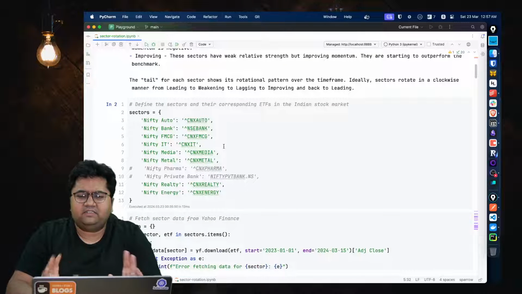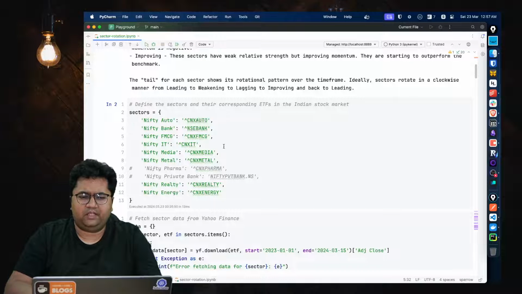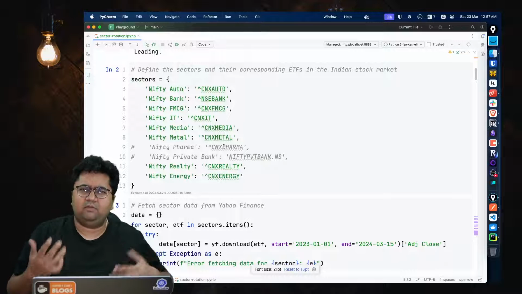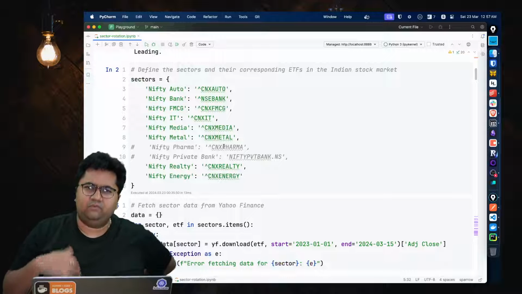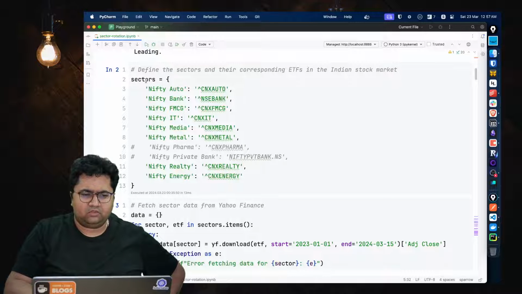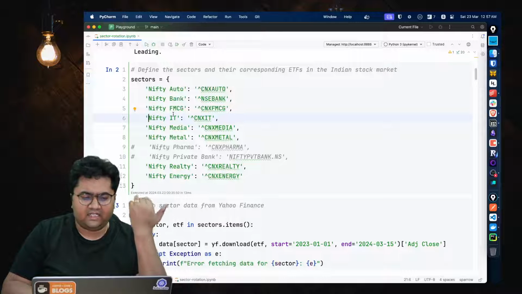So what I've done is write some sample code in Python. This is the complete code. You can take a look at it, implement it, and you should be able to get the charts. There can be optimizations done to improve the quality of the chart, however, this will still work. I have added different sectors like Nifty, Auto, Bank, FMCG, IT, Media, Metal, Realty, Energy.